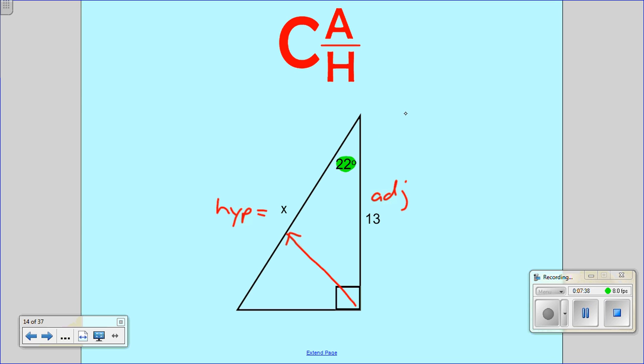So let's set up the ratio. The cosine of what angle? 22. You have to put the 22 after the word cosine, or whatever the angle is, equals, now write the ratio. The ratio says put adjacent first, so that's 13 over the hypotenuse, which is x. So now, again, to do this, you're going to put the whole entire left side over 1. And now cross multiply.